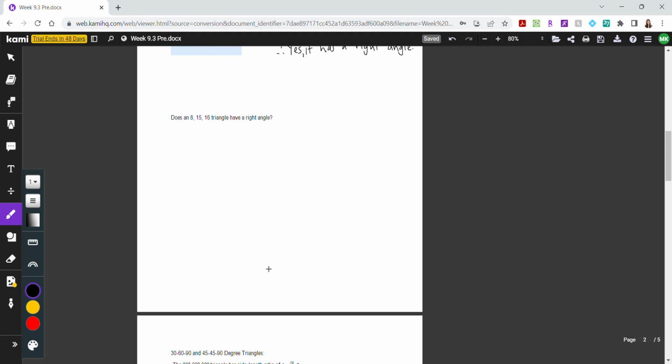Now let's look at this next example, right? Does an 8, 15, and 16 triangle have a right angle? Again, I'm just going to denote that my a is 8, my b is 15, and my c is 16. If I were to put that in the equation, it'll be 8 squared plus 15 squared equals 16 squared. So it becomes 64 plus 225 equals 256. Now, if I were to add the left side up, I'll get 289 equals 256. But this is not true, so 289 does not equal 256. Therefore, does this triangle have a right angle? And the answer is no.